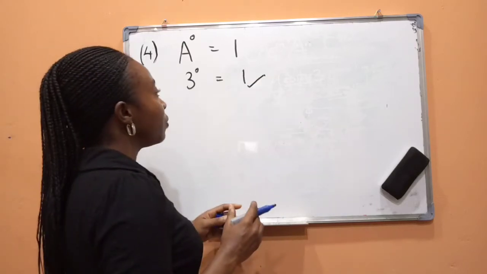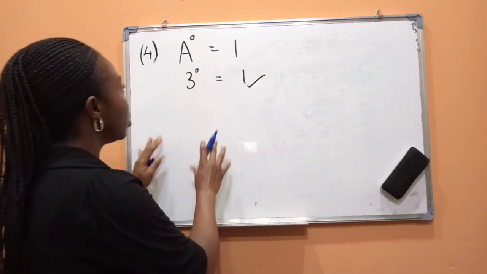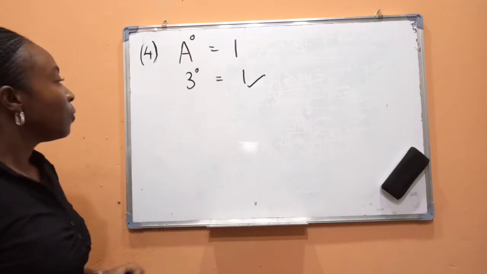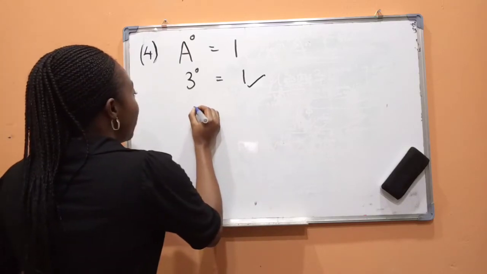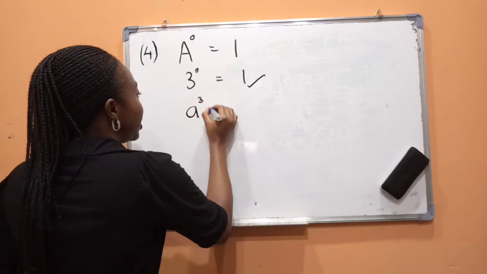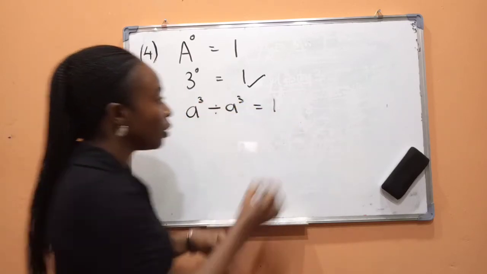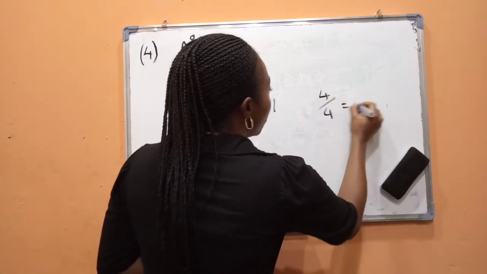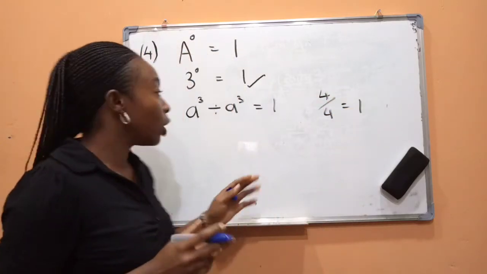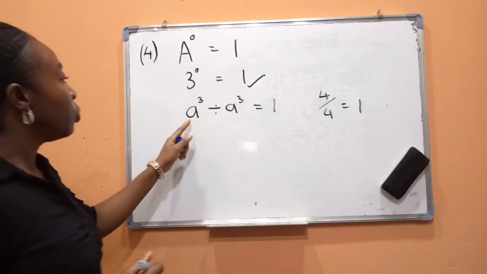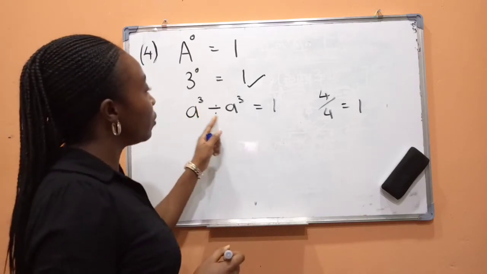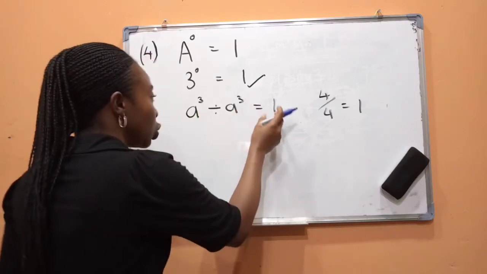Let me show you a very quick equation that will help you understand this. First of all, we know that whenever we divide anything by itself, we have 1, right? For example, when we say 4 divided by 4, we know we have 1. 5 divided by 5, we have 1, right? So the same way, if we say a to the power of 3 divided by a to the power of 3, it gives us 1.